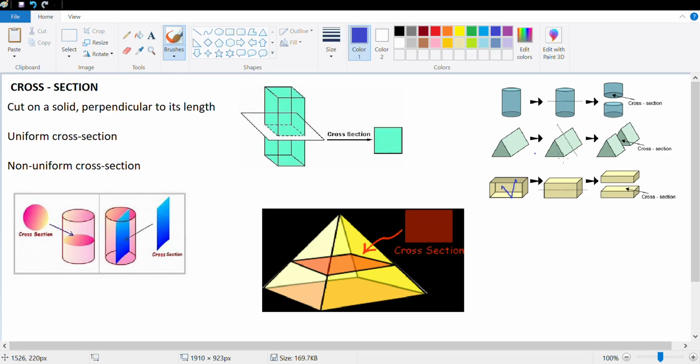Hi guys, let's start our next exercise in the chapter Solids. In the first exercise we talked about volume, which was length into breadth into height, and the surface area, which was the total surface area, which was 2 times (LB plus LH plus BH). And then we talked about lateral surface area, which means the 4 walls, and in this case it was 2 times (L plus B) into H. This was for a cuboid.